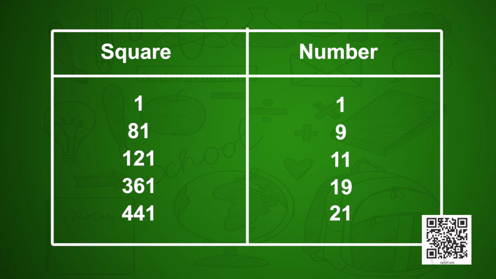Well, if you look at their squares, which are on the left column, we see that all these squares have 1 in their units place. Look at that: the square of 1 is 1, the square of 9 is 81, the square of 11 is 121. So, whenever a number has 1 or 9 in its units place, its square will end up with 1 in its units place.